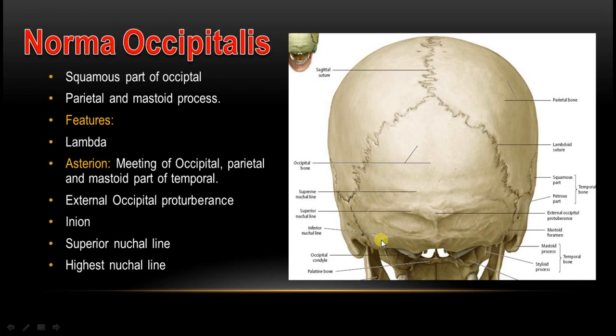Above the superior nuchal line you see a faint ridge called the highest nuchal line, or supreme nuchal line. It gives attachment to the galea aponeurotica and the occipital belly of the occipitofrontalis muscle. This is the superior nuchal line and that is your inferior nuchal line. The most prominent part of the external occipital protuberance is the inion, and that is your external occipital crest.